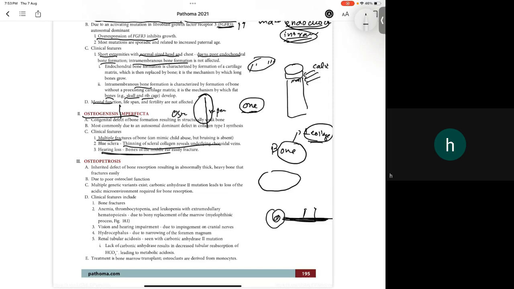Then we have osteopetrosis. What is petrosis? Petrosis stands for stone, big hard stone, right? Thick stone. So in osteopetrosis, the bone is going to become very thick, but it's not going to be like stone. It's going to be like chalk.